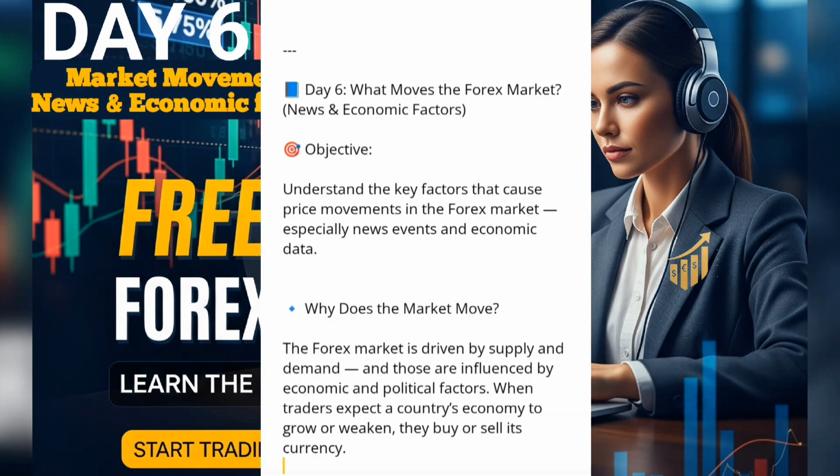What moves the Forex market? News and economic factors. Objective: understand the key factors that cause price movements in the Forex market, especially news events and economic data.